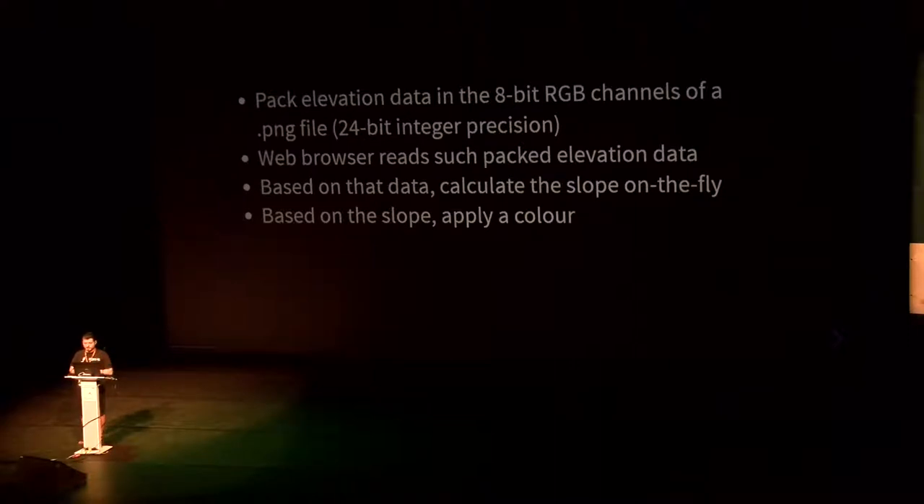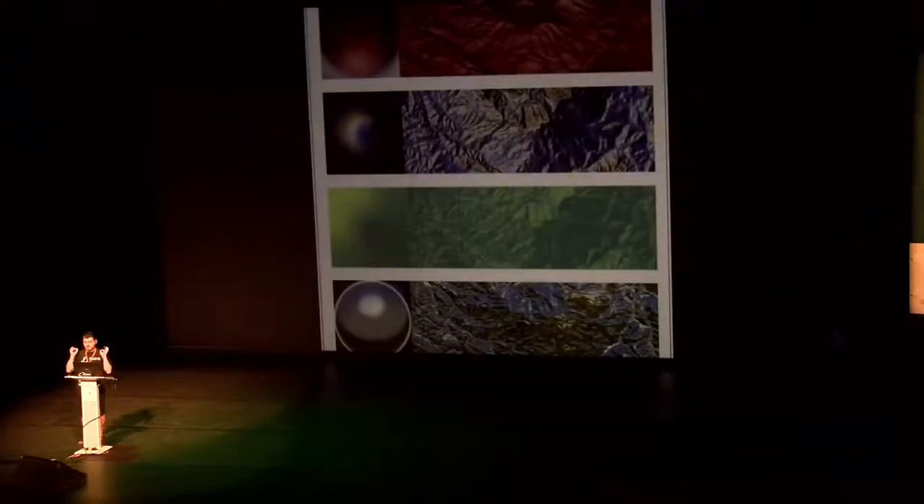So the web browser reads such elevation data. Based on that data, it finds a color between the stops for the hypsometric tint, finds the elevation given the neighboring pixels, and calculates the slope in the browser. And that works. And it works beautifully. It's a work of art. And all of these things are made in the browser in 2016 on the fly, given PNGs with packed elevation data. Okay. So just remember that for a second.